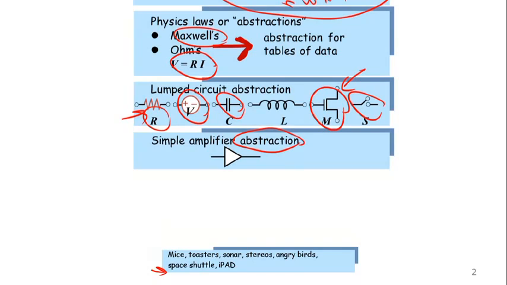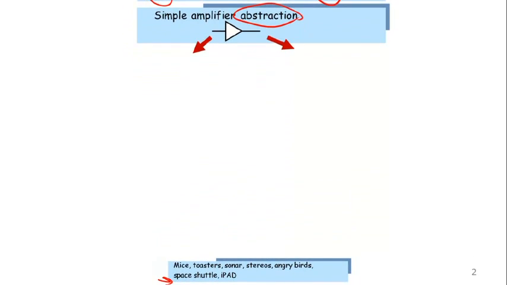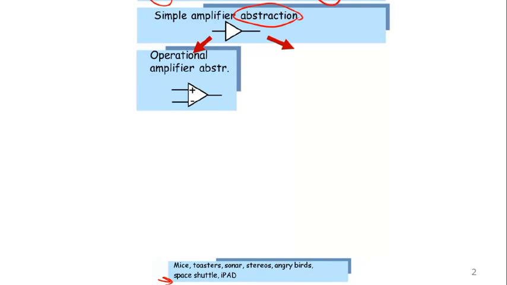This amplifier may have dozens, if not hundreds, of these lumped elements inside them, but then we will continue to work with those amplifiers, which are abstract conglomerates of a lot of these elements. So at this point, life can take a couple of turns once we build the simple amplifier abstraction. One thing we could do from there is use that to build what we call the operational amplifier abstraction.